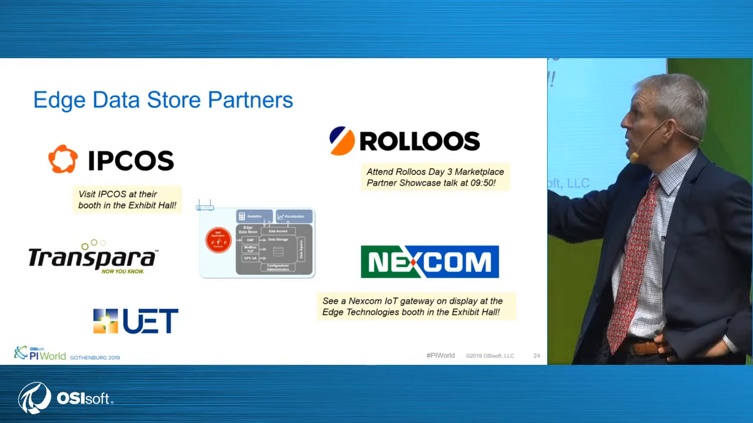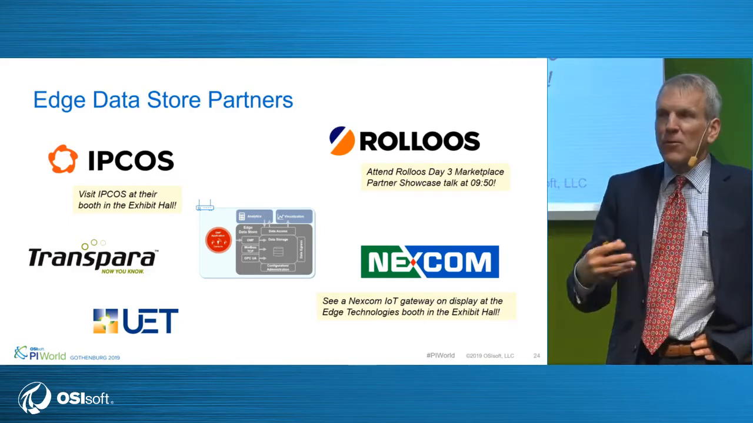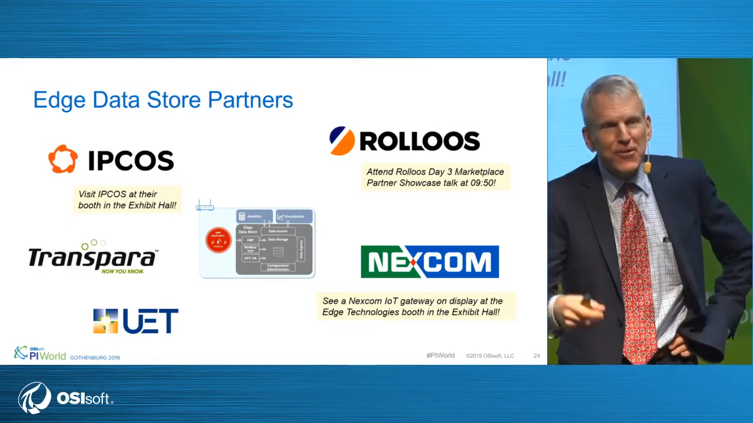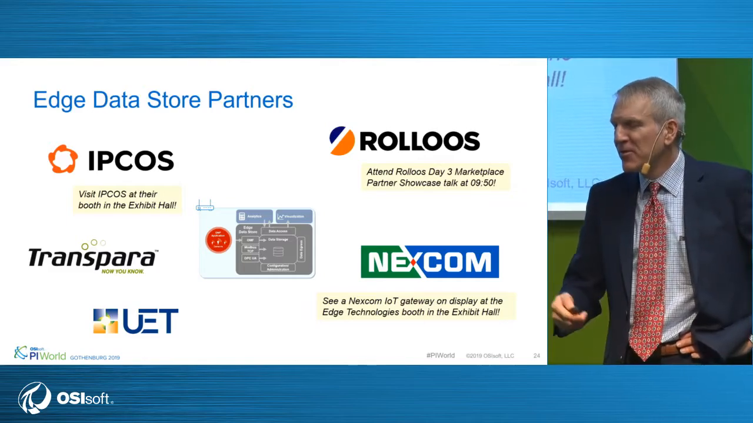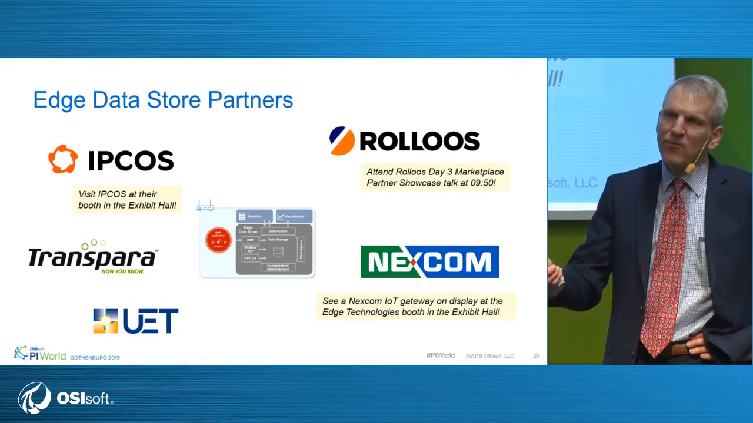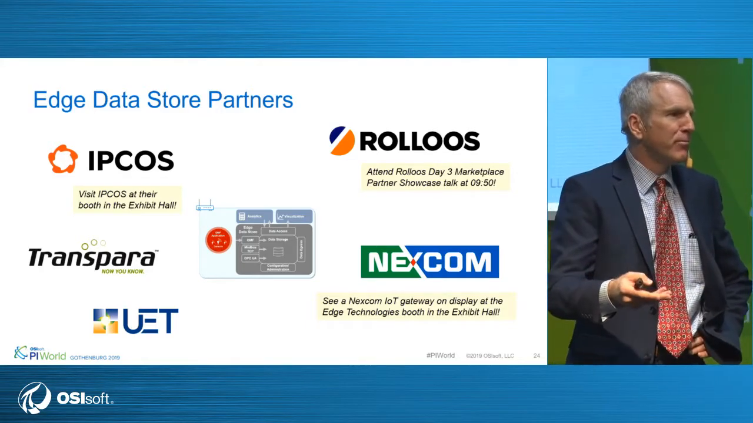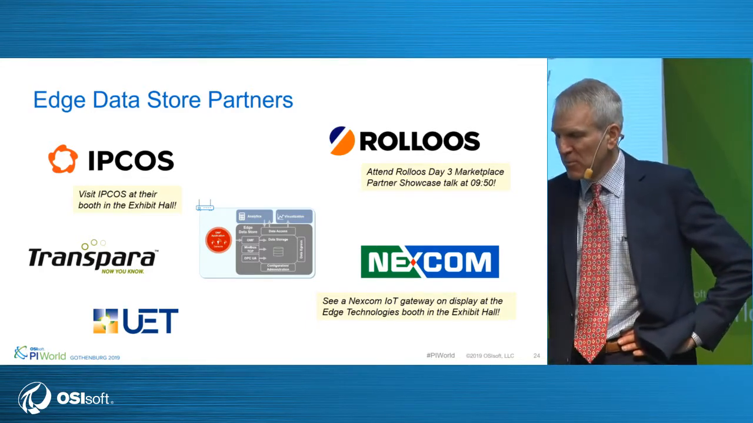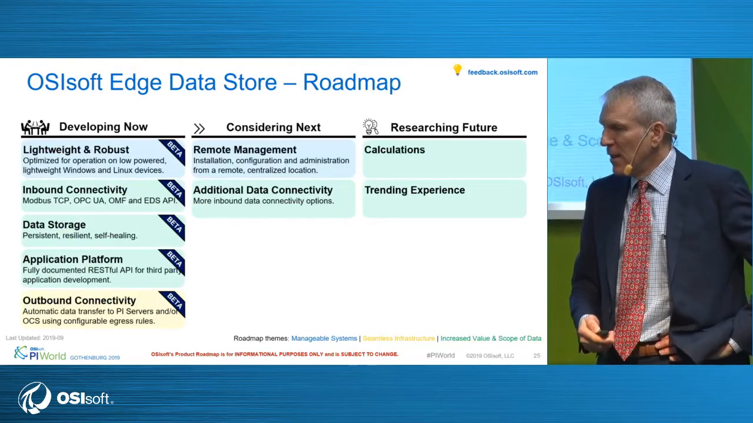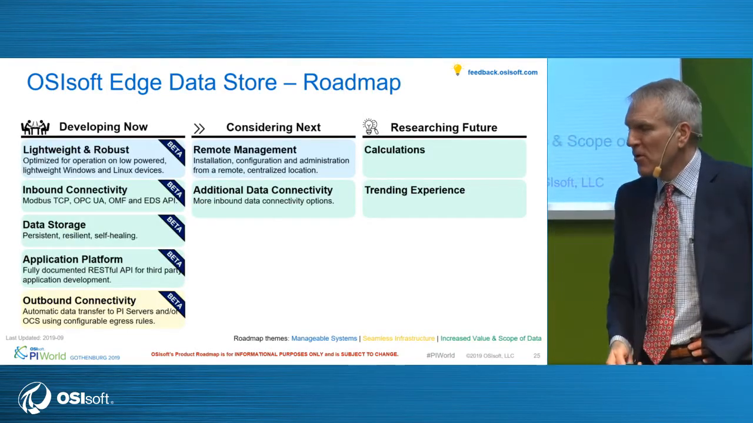And then Transpera, UET, or a couple other folks that we're working with that gave us approval to use their name. So they're not here, but just a couple others. And then we have several more. Some folks weren't comfortable having us share their name without them being here, so we've got a dozen or so partners on the Edge Data Store. And we'll talk about you becoming a partner as well.